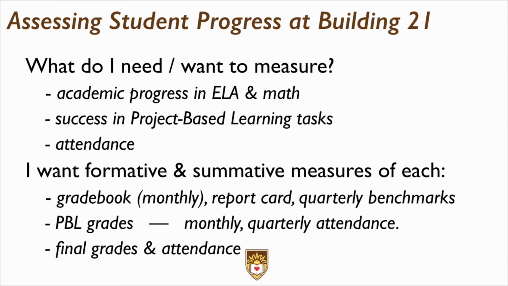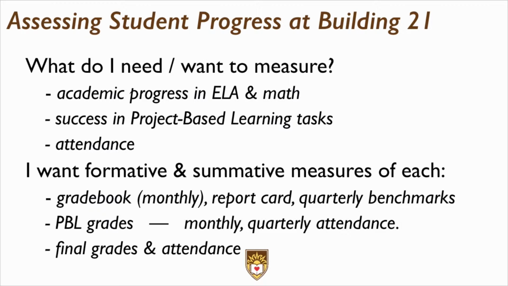So my title of the paper would be Assessing Student Progress at Building 21. And first I need to think, well, what do I want to measure, or what do I need to measure? In this case, I would pick three things. I'd want to measure the student academic progress in ELA, that's English Language Arts, and in math. Those are the two subjects that get the high-stakes tests. I'd also want to measure student success in project-based learning because the school is built around project-based learning. And I'd want to measure student attendance because that's a measure of how interested or motivated students are in school.